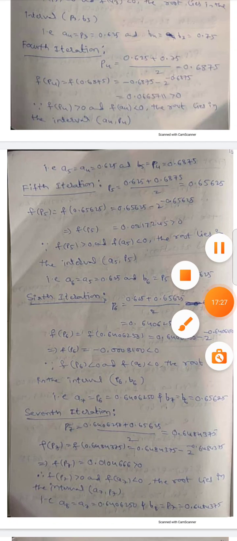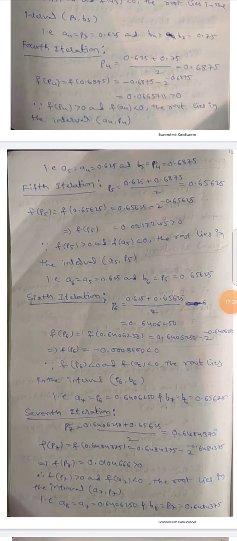f of p6 is equal to f of 0.640625. If we simplify this, we get minus 0.308100. This is less than 0. Since f of p6 is less than 0 and f of a6 is less than 0, the root lies in the interval p6 comma b6. That is, a7 is equal to p6 equals 0.640625 and b7 is equal to b6 equals 0.65625.